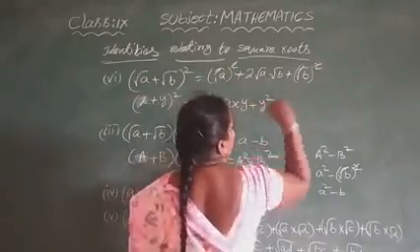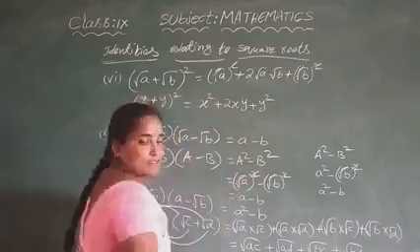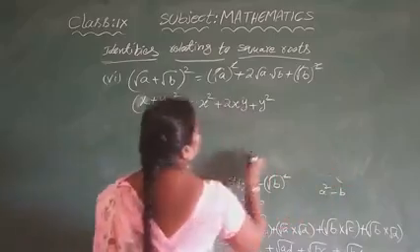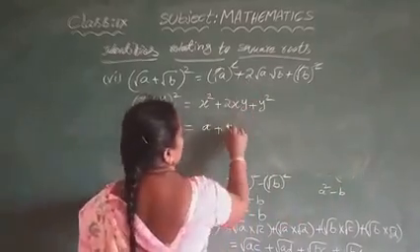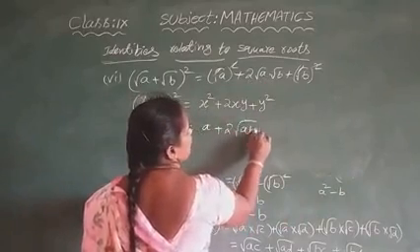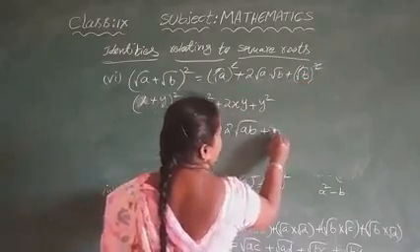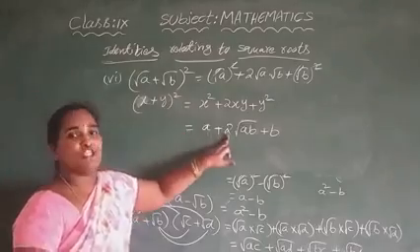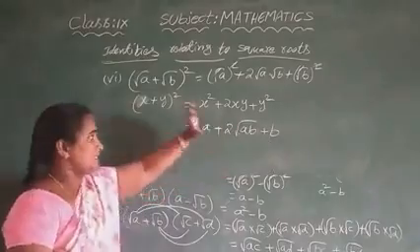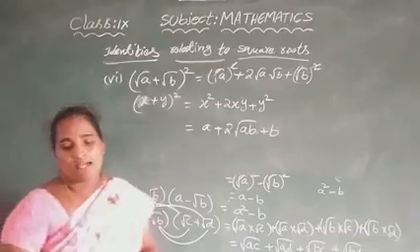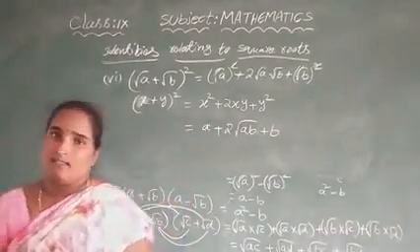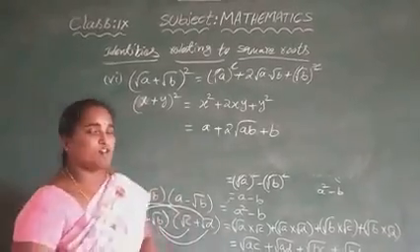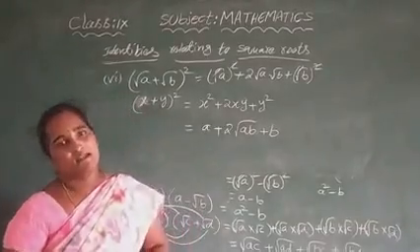Square root cancels, and here also square root cancels. Then the answer is a plus 2 root ab plus b. So root a plus root b whole square is equal to a plus 2 root ab plus b. These are the 6 identities relating to square roots. Using these identities, we can solve some problems. Example problems are there in your textbook. Okay. Next topic is rationalizing the denominator on real numbers.